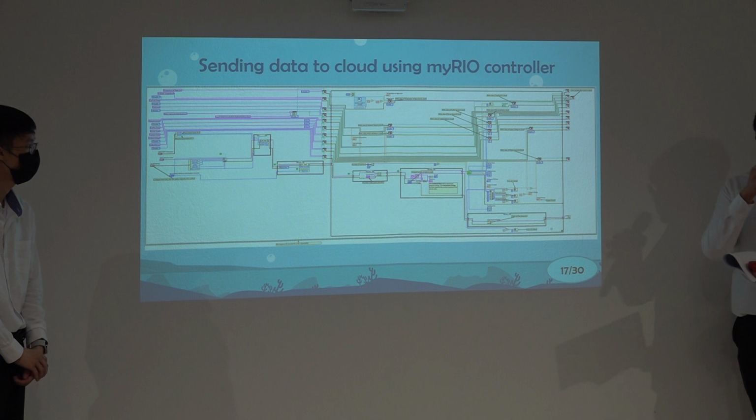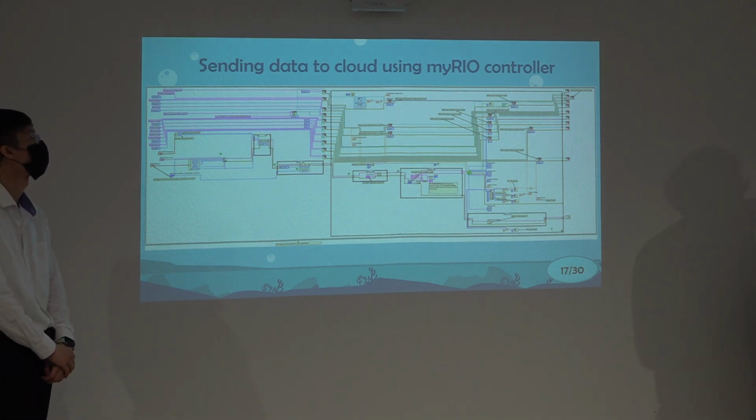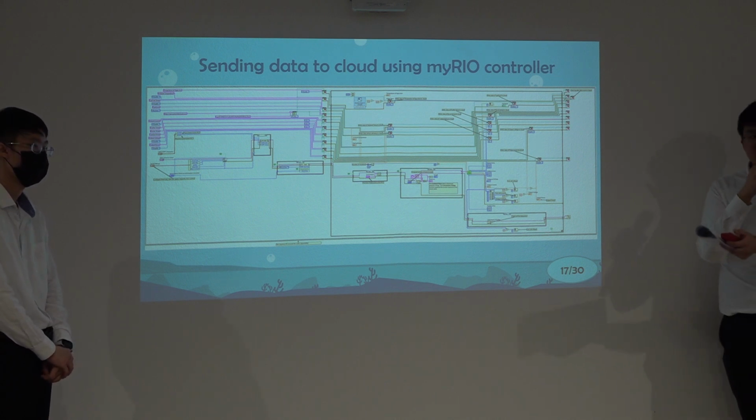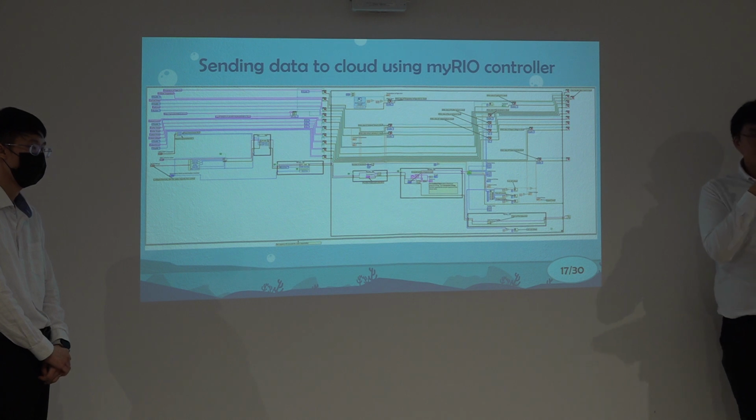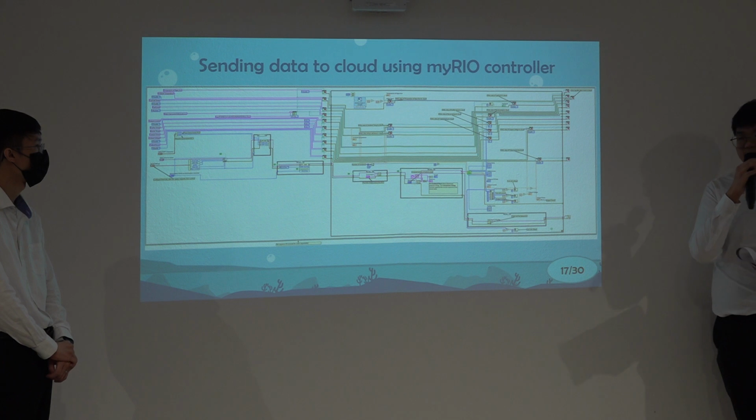This first code that you are looking at is for sending data to the cloud using the myRIO microcontroller. This code is embedded into the microcontroller, which is then mounted onto the cabinet, and it will extract data from there to send to SystemLink Cloud, our cloud-based visualization platform.